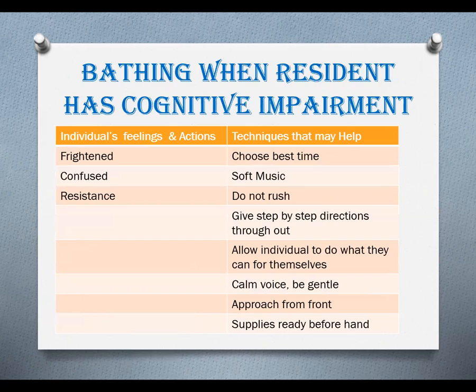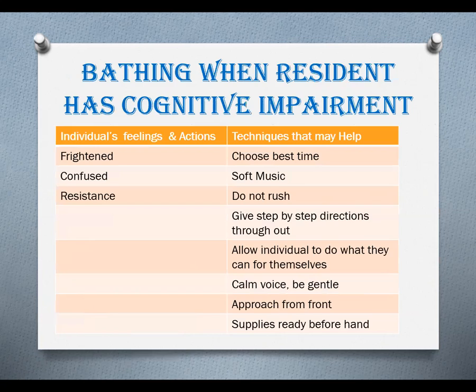And they can resist going to the shower or to the bathroom. So you have to take care of all these feelings and actions before you take them to the bathroom or to the tub room or to the shower room. Ensure they are in a good mood. Talk to them and assure them that it's going to be okay, and then you can proceed with the shower or the bath.